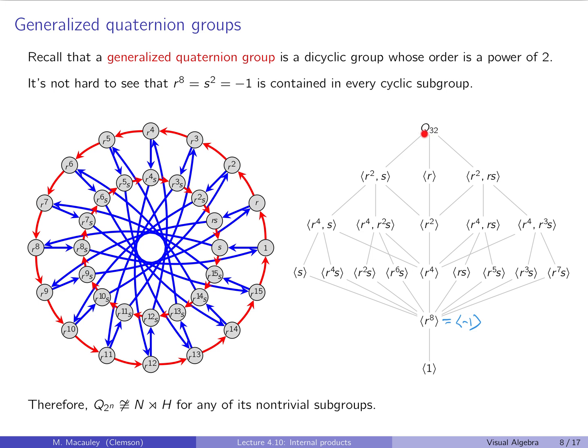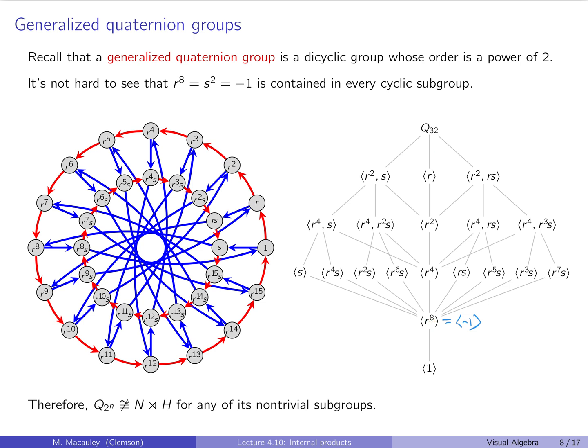I mean, it is trivially the semidirect product or direct product of this with the trivial group, but that's not interesting. And this is a property for all generalized quaternion groups. They all have this subgroup structure. They look like a dihedral group on a stick.